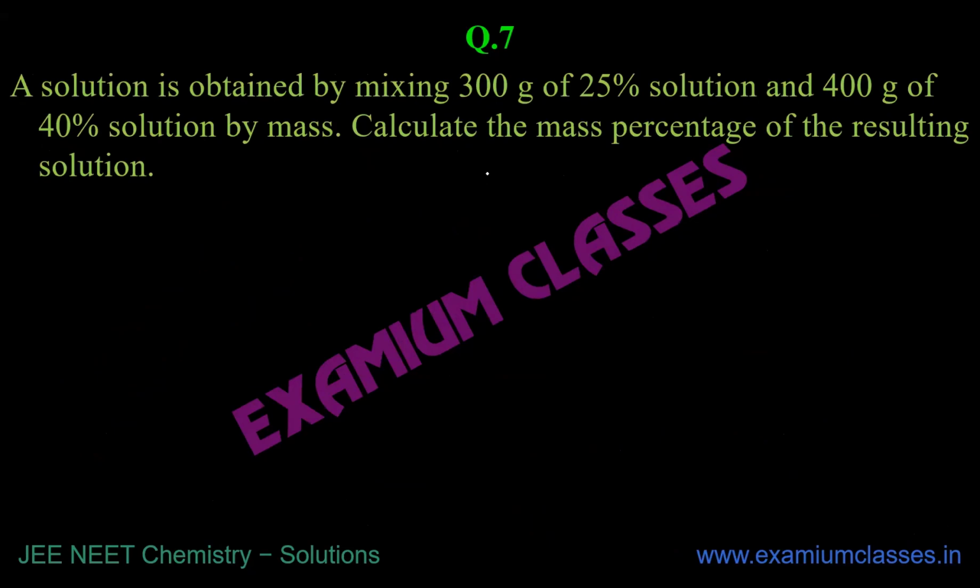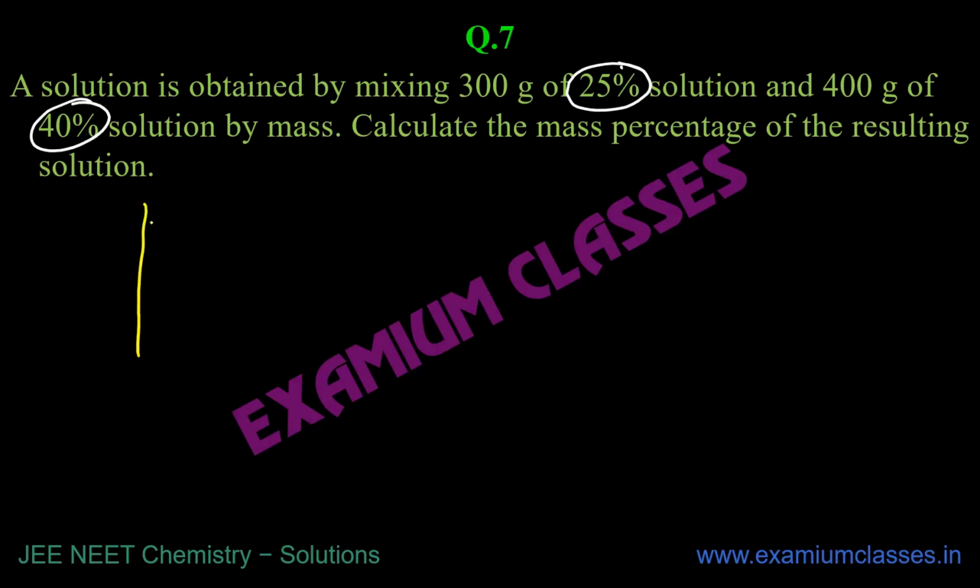Next question. A solution is obtained by mixing 300 grams of 25% solution and 400 grams of 40% solution by mass. Calculate the mass percent of the resulting solution. Now something is assumed here. What is assumed? The assumption is that we have the same solute and same solvent, which is not written here. So in this case, the solution is 25%, and in the second case, the solution is 40%. In the final solution, you have been asked what the mass percent will be. And it is very easy. Why am I saying it is very easy?